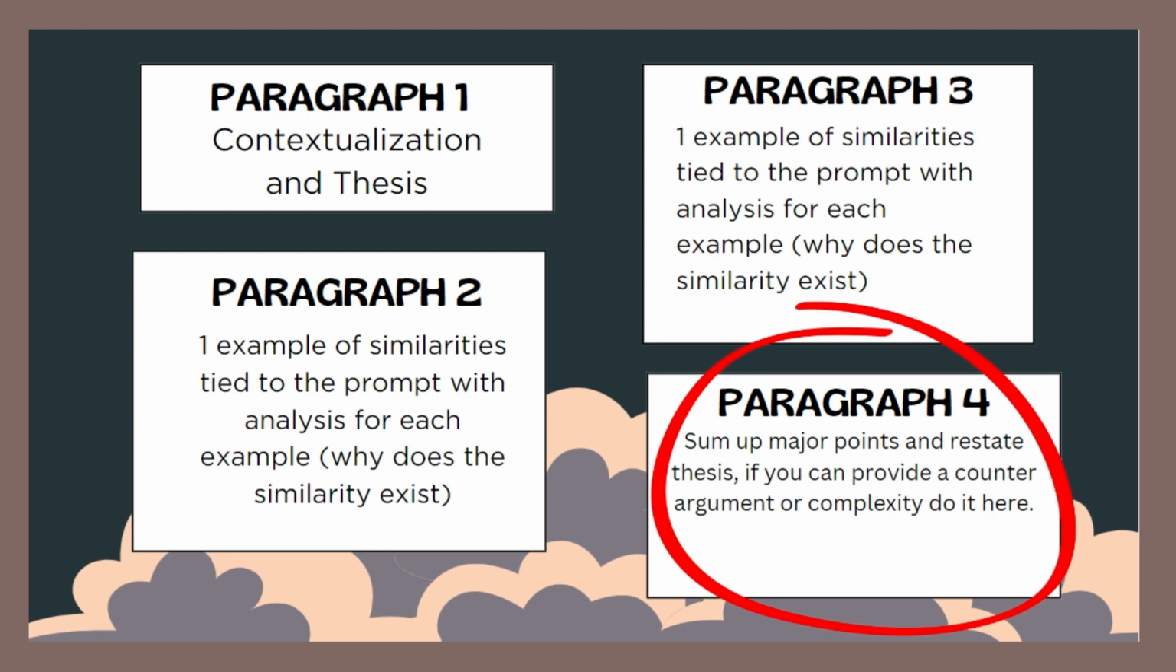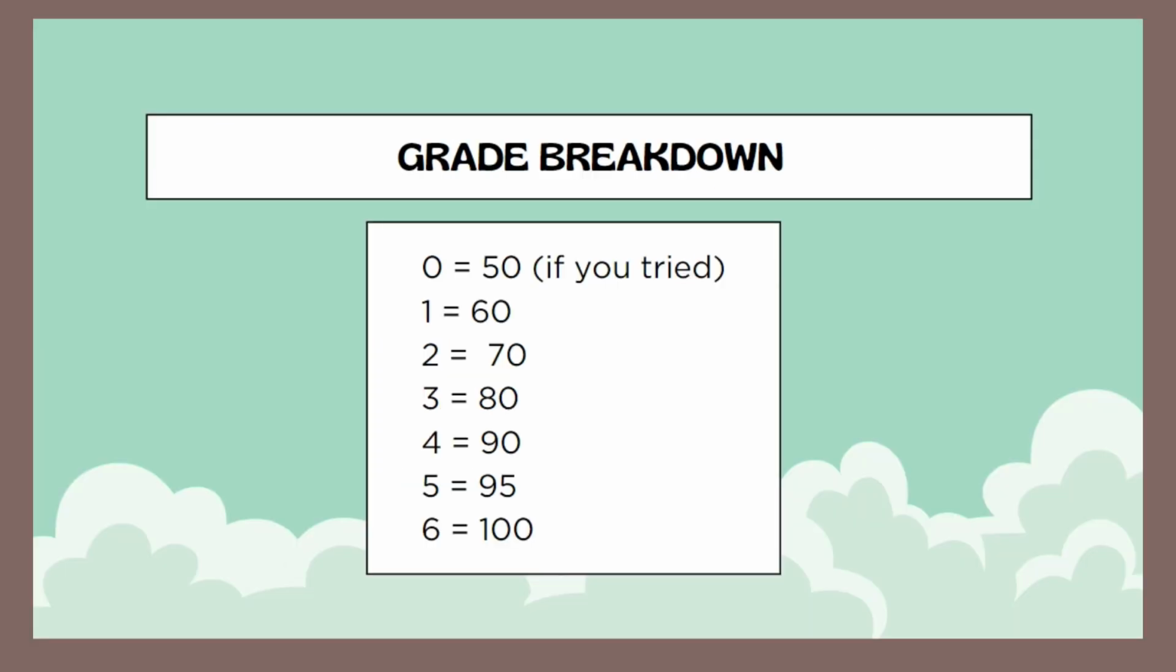Your last paragraph, you're just going to sum up your main points, restate your thesis statement to make sure you get the point. And then if you haven't had the chance to do any sort of counter argument or complexity, this is where you go for that. So just spend your conclusion paragraph rounding out the things that you would like to accomplish on the rest of this essay.